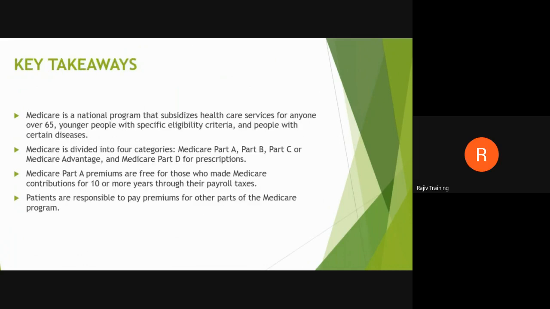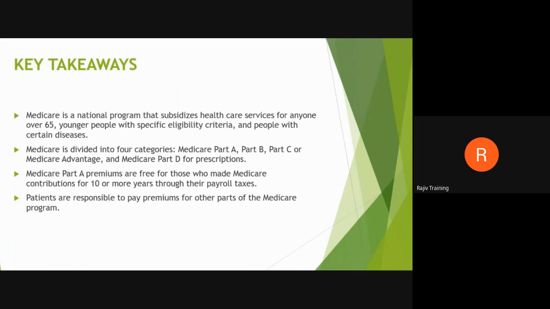Now, what are the key takeaways here? Medicare is a national program which subsidizes healthcare services for anybody over 65, younger people with specific eligibility criteria, and people with certain diseases. Medicare itself is divided into four categories: A, B, C, or Medicare Advantage, and D for prescriptions.